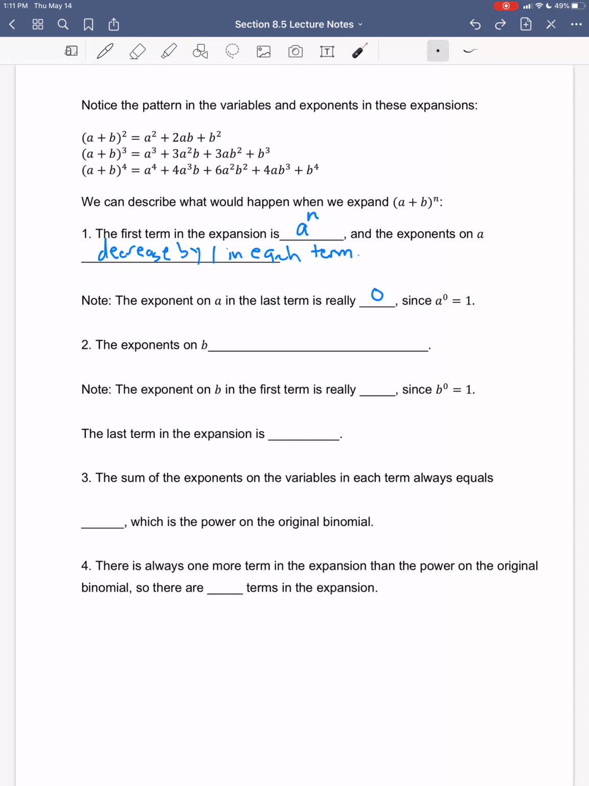Now what about the exponents on b? Well, no b, b to the first, b to the second, no b, b to the first, b to the second, b to the third, b to the fourth. So they increase by 1.